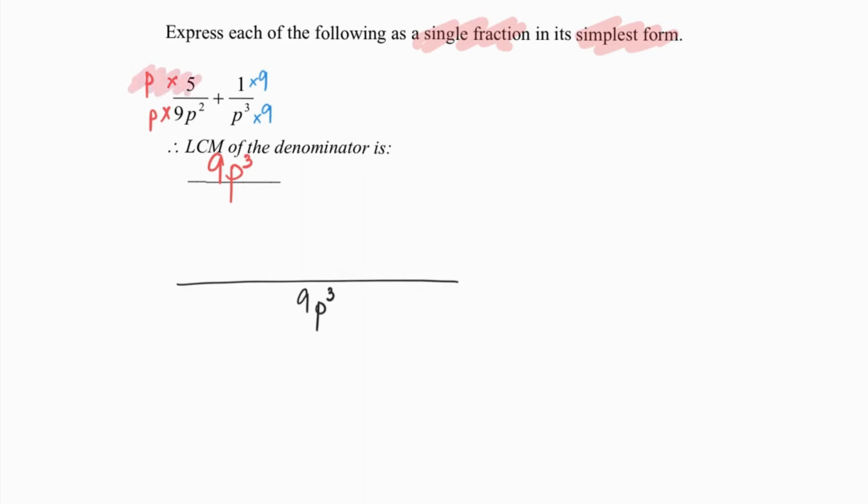I will have 5p plus 1 times 9 is 9. And we have come to the end of this video. We cannot simplify any further.